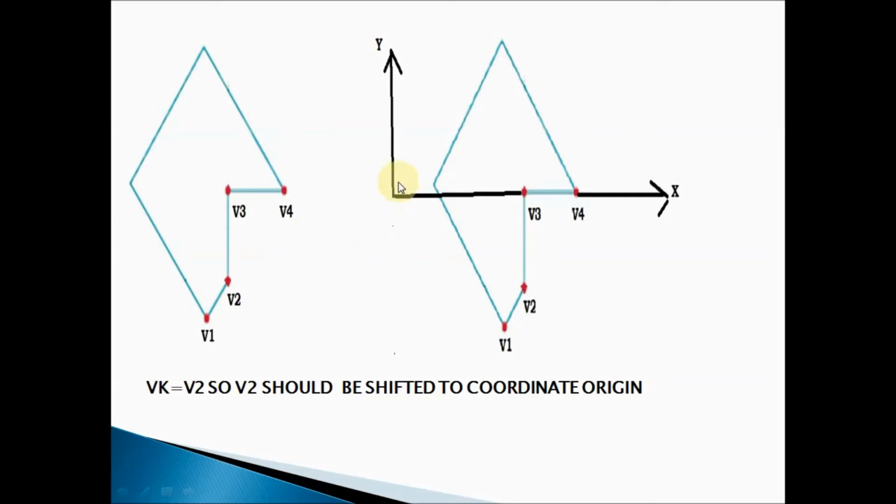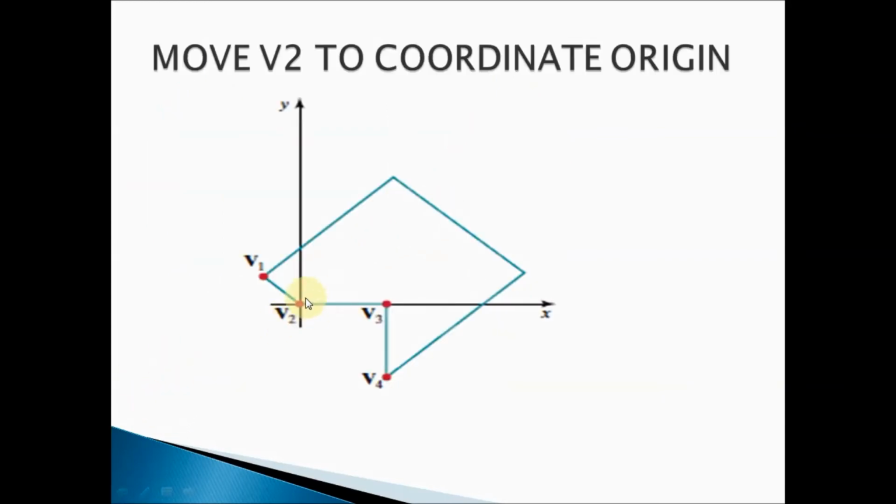Which vertex do I have to shift here? According to my example, I have to shift v2. v2 is nothing but vk. I shifted this v2 towards the origin. Don't worry about these edges, I will explain now. This is the first step. What is the second step?